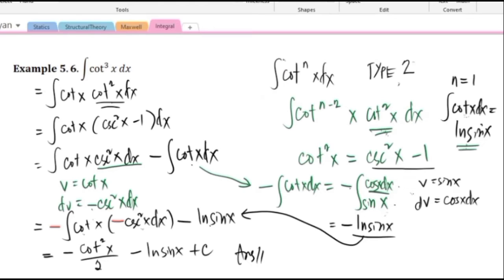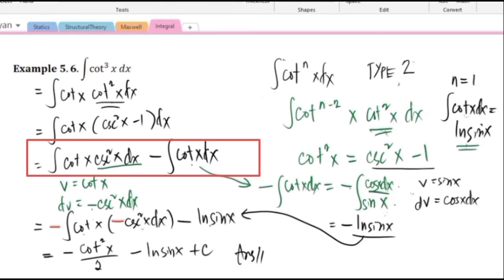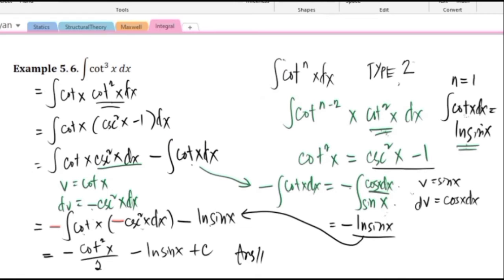We distribute the cotangent x by applying the distributive property, then we have the integral of cotangent x cosecant square x dx minus the integral of cotangent x dx. So we let our v equal to cotangent x, and taking the derivative, we have dv is equal to negative cosecant square x dx. So meron na tayong cosecant square x dx dito, kulang na lang tayo ng negative para yung cosecant square x dx natin ay maging derivative ng cotangent x. So we multiply negative to cosecant square x dx, and then we multiply negative sa labas.